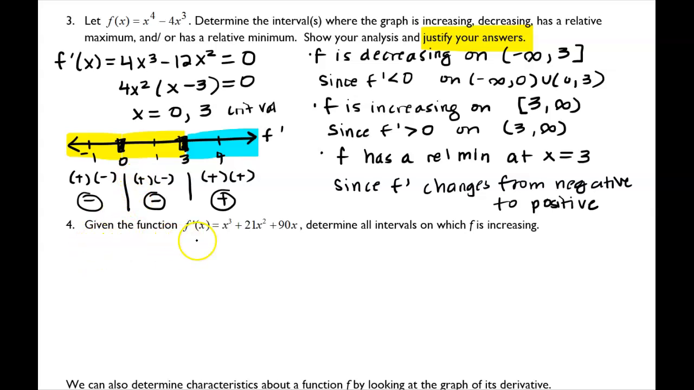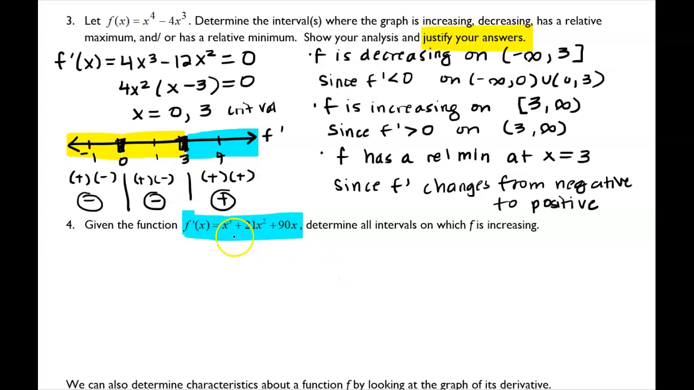In number 4, we're given the function f prime of x equals x cubed plus 21x squared plus 90x. We want to determine where f is increasing. So we don't even have f of x here. What we have is f prime of x. But don't let that deter you, because what that means is we've already done this first step. So it's already been done for us. We don't even have to know what the original f of x was.